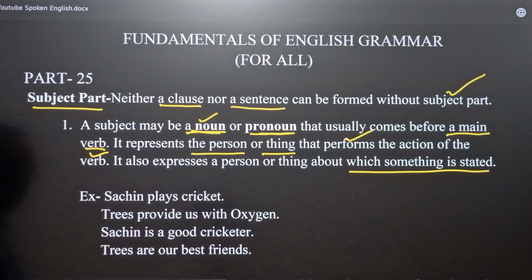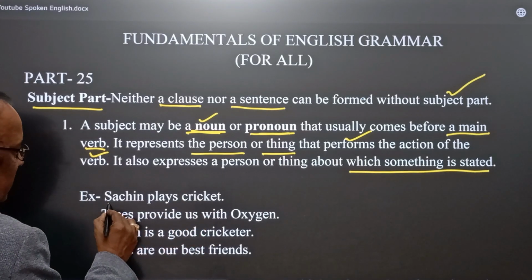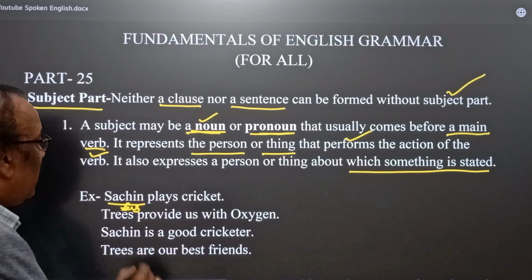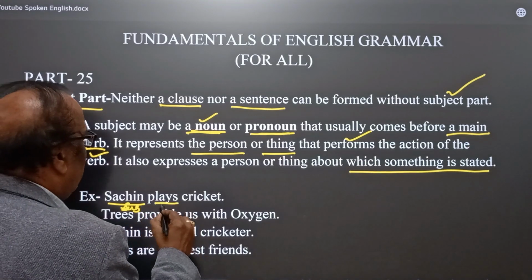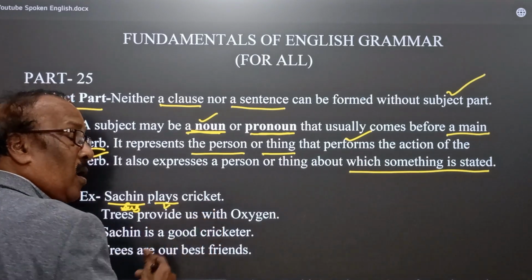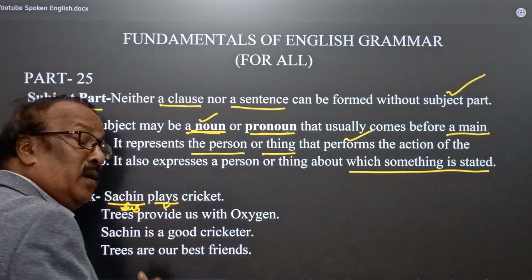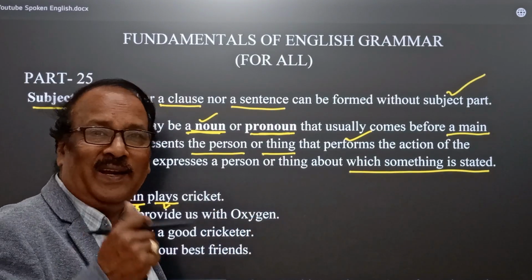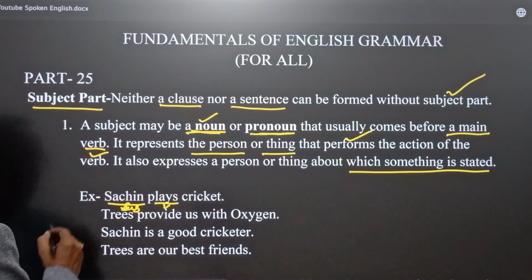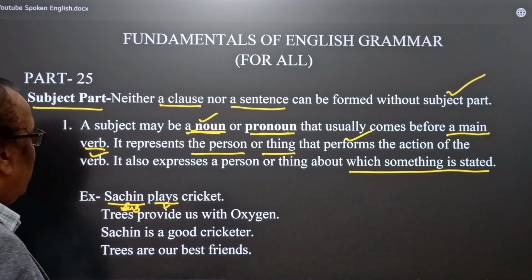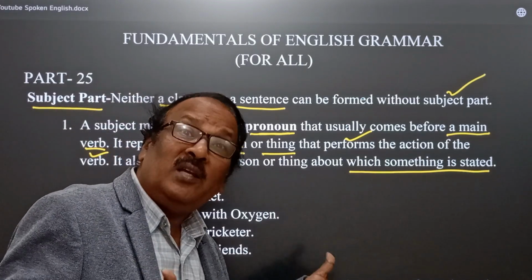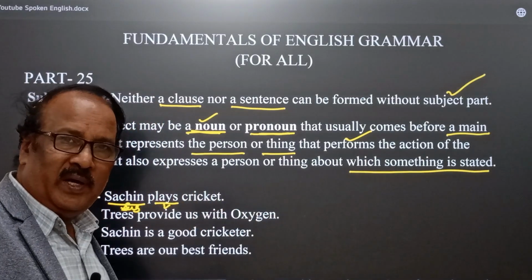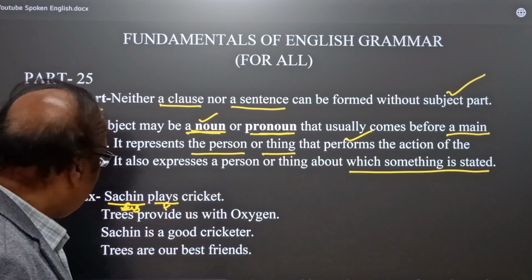Remember, here we find: Sachin plays cricket. Sachin is the subject, because Sachin is a person, and plays is the verb. Cricket is the object. It means here Sachin is a person and does the role of playing cricket, and therefore Sachin is the subject. Sachin may be one word, it may be a subject or subject part. Okay, and therefore plays cricket is the predicate part, and Sachin is the subject.